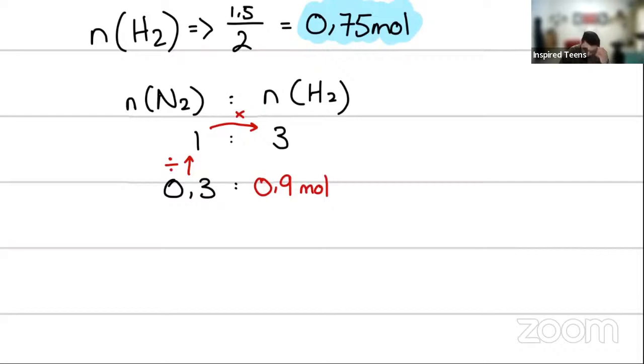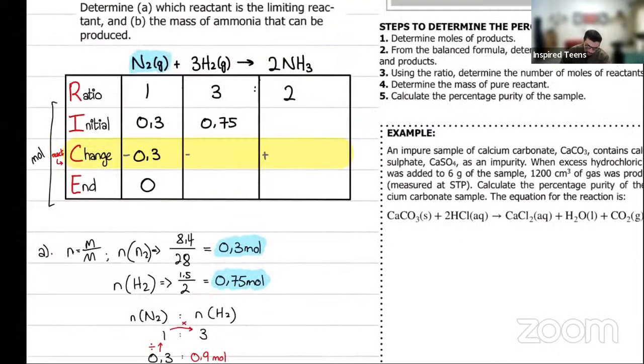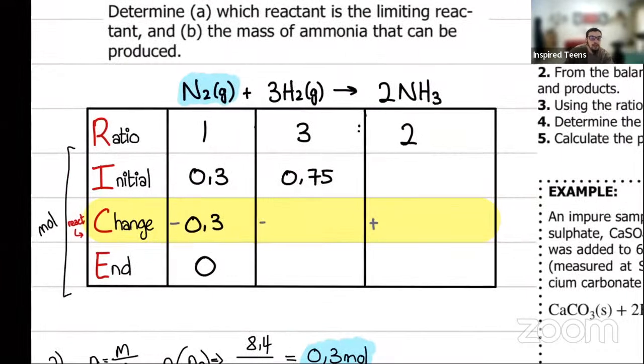In this case, I can use the molar ratio. Like I said, once you've solved for one of them in the change, you've solved the entire question, basically. Once you're in the change, you solve the question. So I divide by 1, multiply by 3, and that's going to give me the moles that I should put here, 0.9.